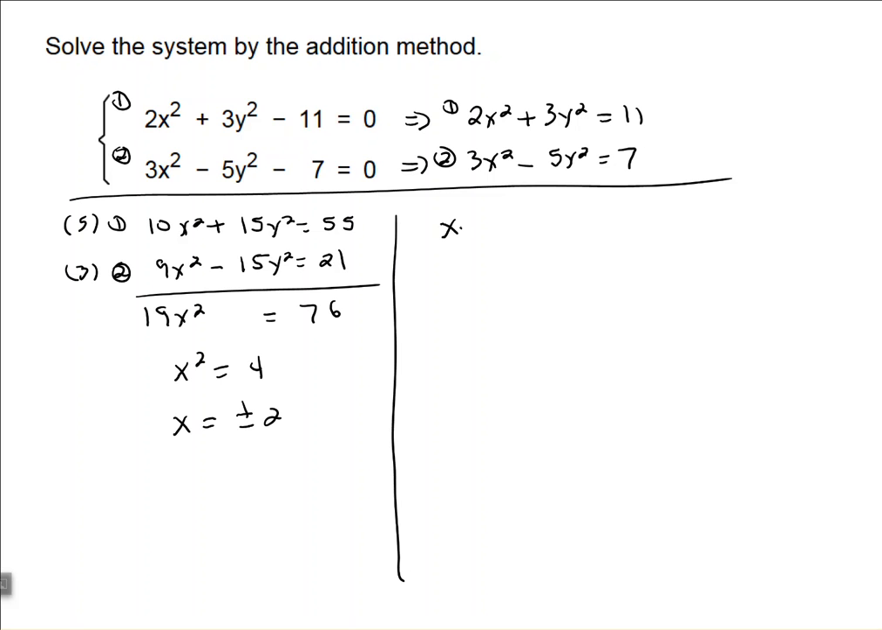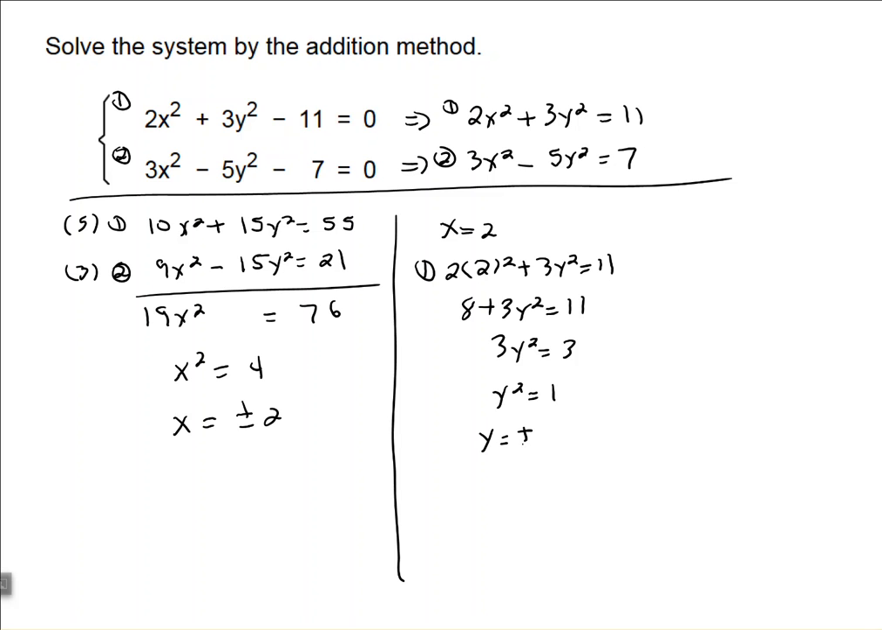Okay, so when x equals 2, using equation 1, then I have 2 times 2 squared plus 3 times y squared equals 11. So 2 squared is 4. 4 times 2 is 8. Subtract 8 from each side. Divide by 3. Take the square root of each side. So y equals positive or negative 1. So when x is 2, y is 1. And it's also at negative 1.